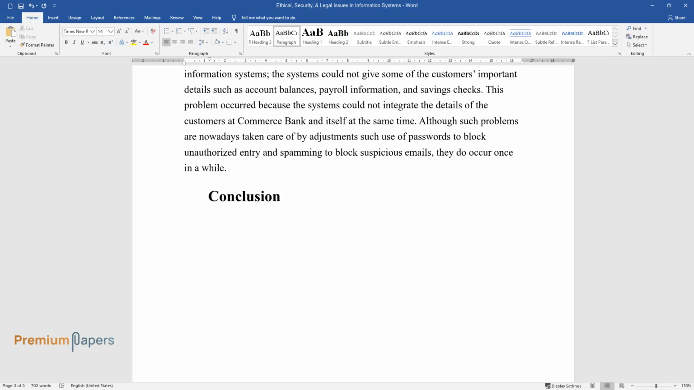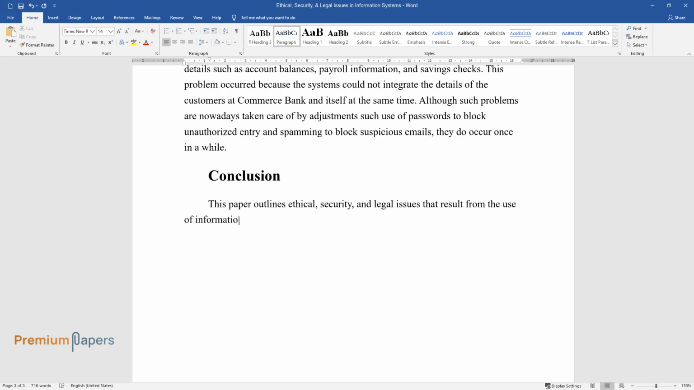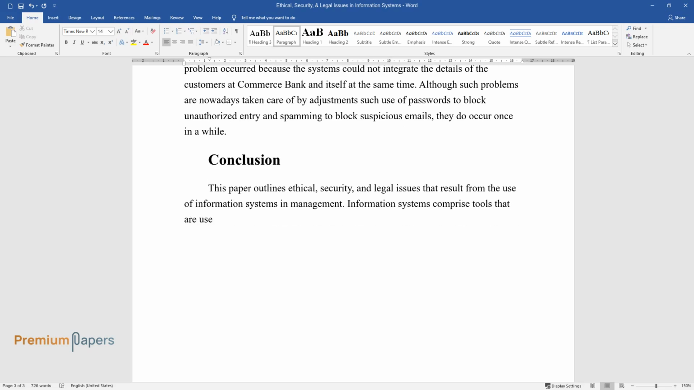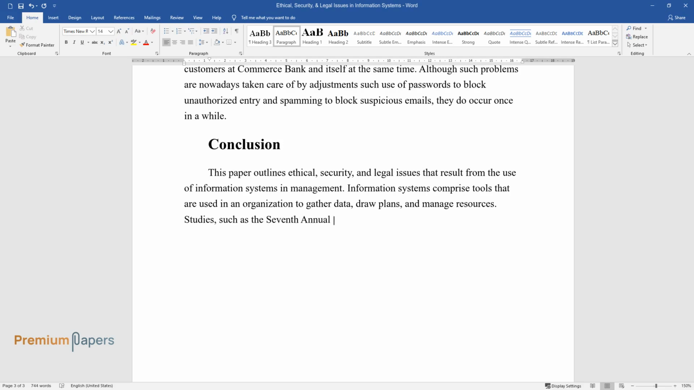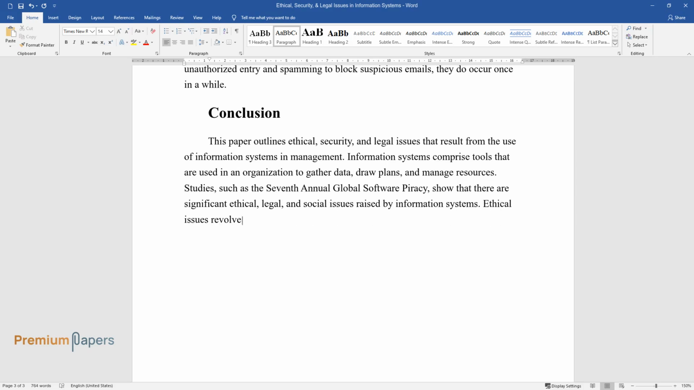Conclusion. This paper outlines ethical, security, and legal issues that result from the use of information systems and management. Information systems comprise tools that are used in an organization to gather data, draw plans, and manage resources. Studies, such as the 7th Annual Global Software Piracy, show that there are significant ethical, legal, and social issues raised by information systems. Ethical issues revolve around privacy, accessibility, and accuracy of the data stored in the systems.